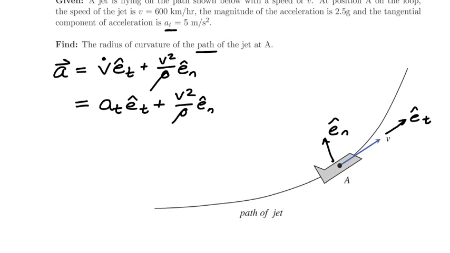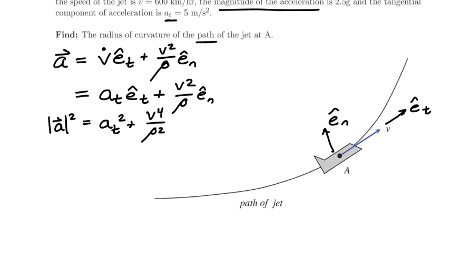Now in this case, I'm not given the acceleration exactly, but rather the magnitude of acceleration, and so I'm going to convert this vector expression into a scalar one by taking the magnitude. And so if I do that, I'll have that the magnitude of a squared will equal a sub t squared plus v to the fourth divided by rho squared.